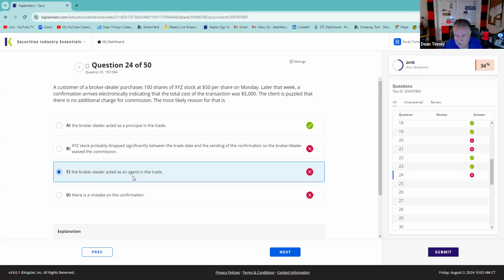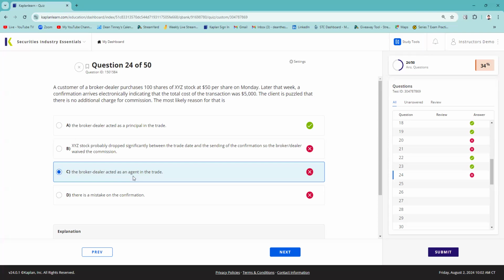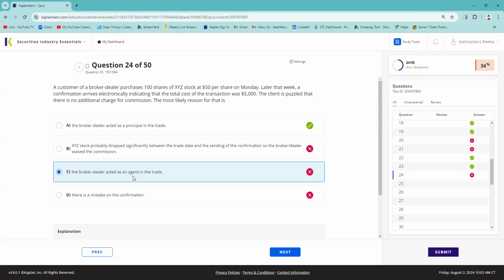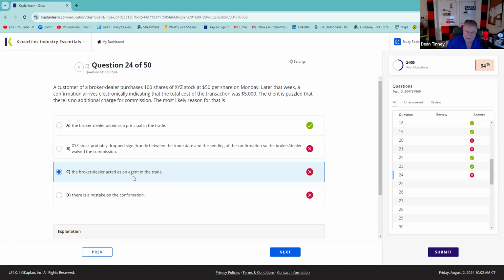I say, Allison, there's no commission because you bought it out of my inventory and I charged you a markup. So all you owe me is $5,000. That's called capacity, and that would be disclosed on the confirm. So I say, if you look at your confirmation a little closer, you'll see that we disclosed that we acted as a dealer principal in this transaction. So we're all called broker dealers, but on any one trade, we're either going to be a broker or a dealer.